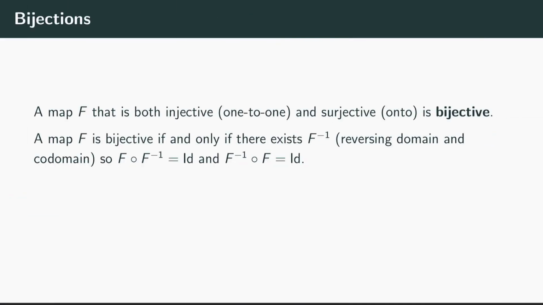Okay, if I have a map that is both injective and surjective, we say it is bijective. So the two properties together we say is bijective. And something you may remember from Math 305, a map f is bijective if and only if there exists an inverse function that we write as f with this power -1 here. And that inverse function is going to reverse the domain and the codomain so that f composed with f inverse is the identity, and f inverse composed with f is the identity.